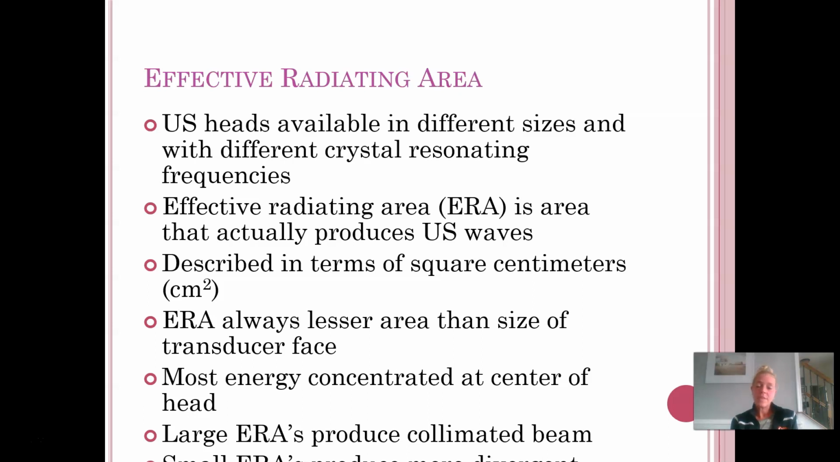Like I said, most of the energy is coming from the center of the transducer, and you're getting less and less as you get out to the periphery. Large ERAs are going to produce a more collimated or concentrated beam. The part that's cut off on the bottom there says that small ERAs are going to produce more of a divergent beam. So if you're using a very small ultrasound head, the energy is going to spread out over a little bit larger area.